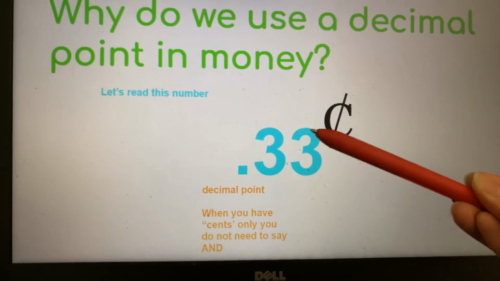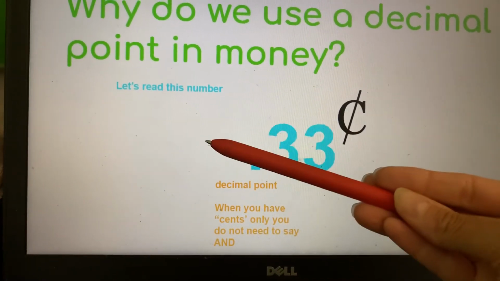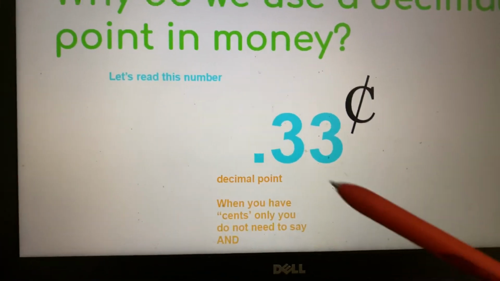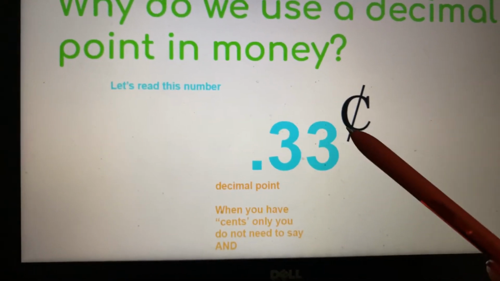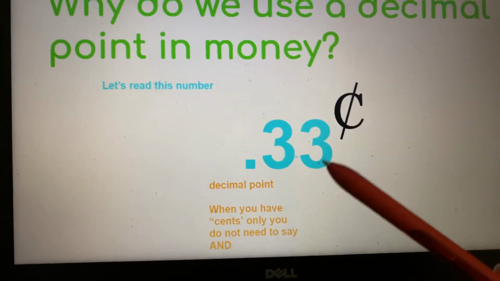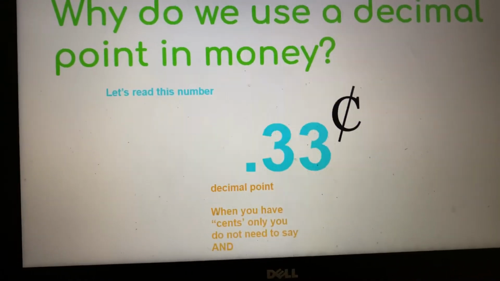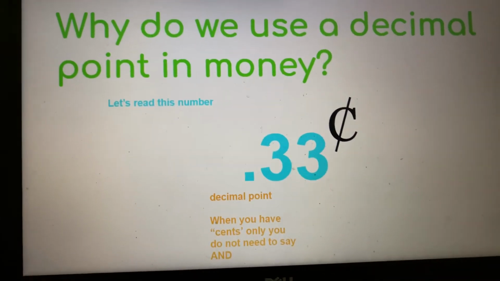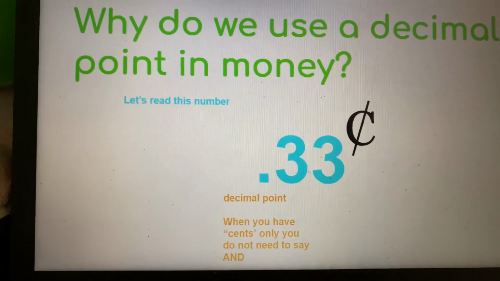So that's 33 cents out of $1 that we have. Anything over 99, again, is going to go over into your dollar side, but we'll talk about that again. So again, here you see your decimal point, you have your amount of cents that you have, and then always use the cent sign, especially when you only have cents and not any dollars. So that's a good reason why we use the decimal point in money, because now we know that that's 33 cents and not just 33 apples or bananas.